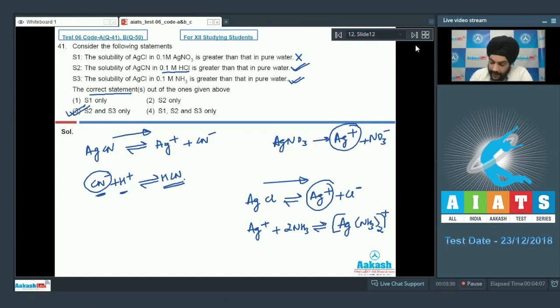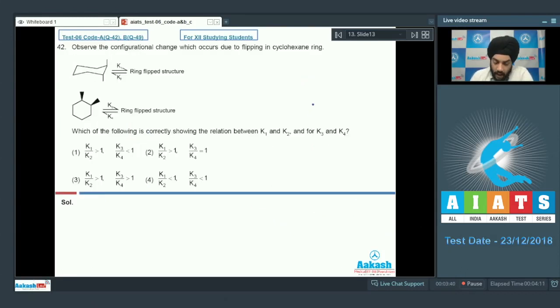Let us look at question number 42 now. Observe the configurational change which occurs due to flipping in the cyclohexane ring. So in the first structure, we have both the methyl groups located at the axial position. So if the ring gets flipped, both these groups will be present in the equatorial position. So we can probably draw that structure.